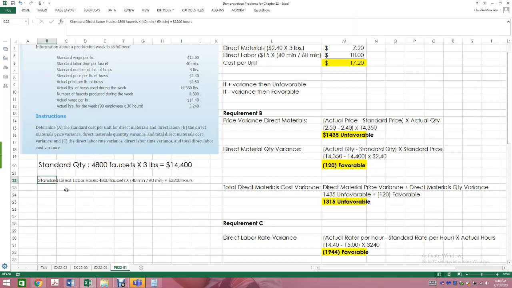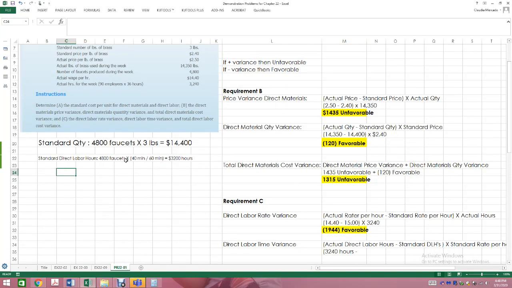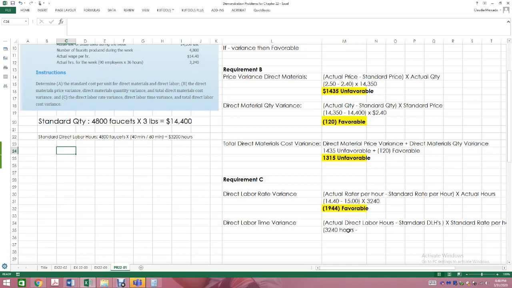So my standard direct labor hours: I know I'm going to manufacture 4,800 faucets. It takes me 40 minutes out of an hour to manufacture. So to manufacture those 4,800 faucets, I need 3,200 hours, assuming it takes 40 minutes each. My standard direct labor hours are 3,200 hours. That's how I came up with that number.